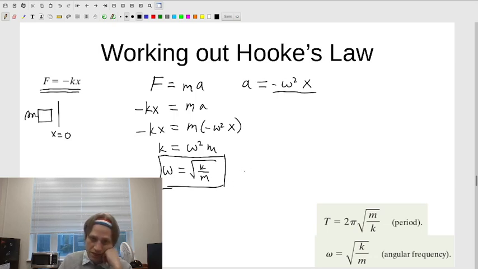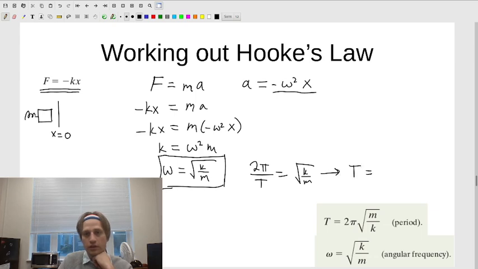So in this case, omega is just 2 pi over the period, which equals square root of k over m. So you can find out that the period equals 2 pi square root of m over k.